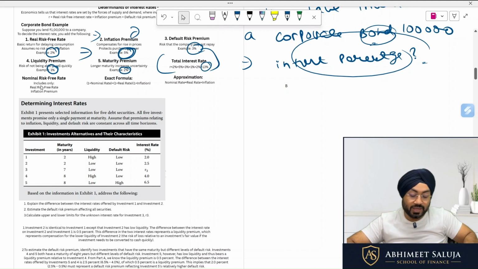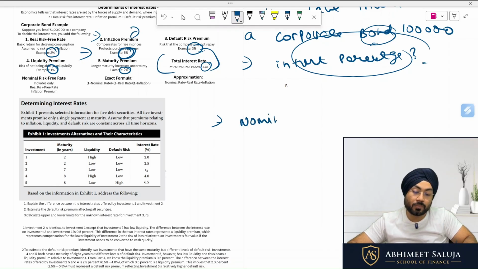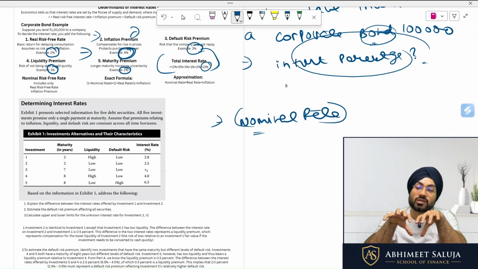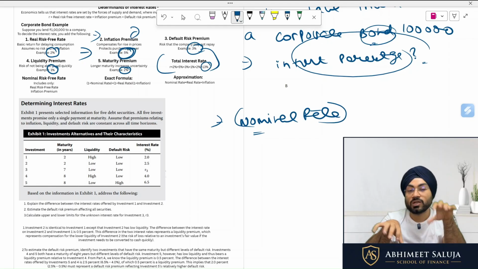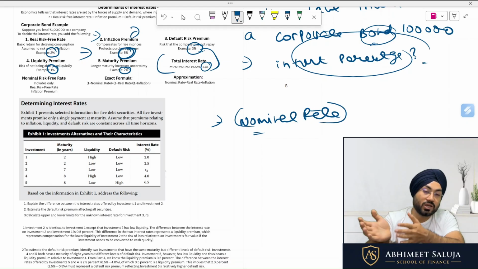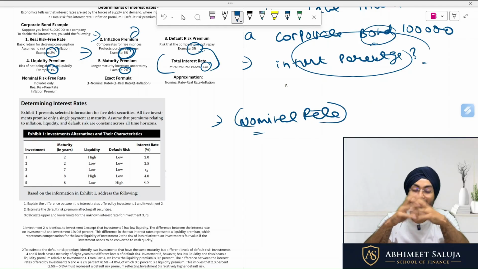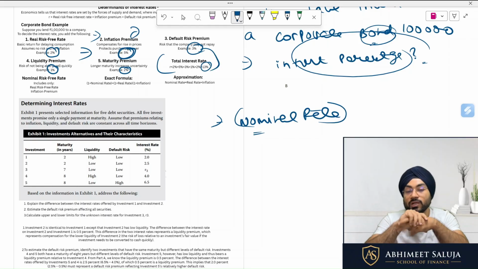Nominal rate. All of the things in our day-to-day life are reported in nominal rate only. Suppose a bank is offering me an interest rate on a fixed deposit of 7%. That also includes a real rate plus inflation premium. Suppose the real rate is 2% and inflation is 5%. This is also a form of a nominal rate. Every instrument that is quoted in the market is often quoted in nominal terms. That basically includes real rate plus inflation premium.